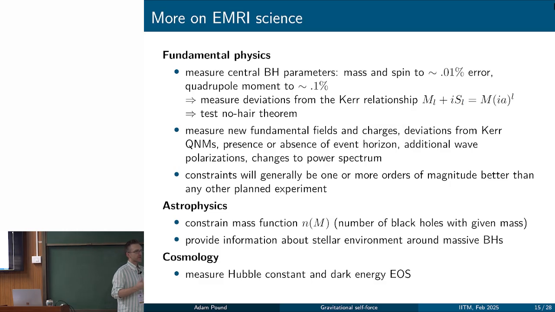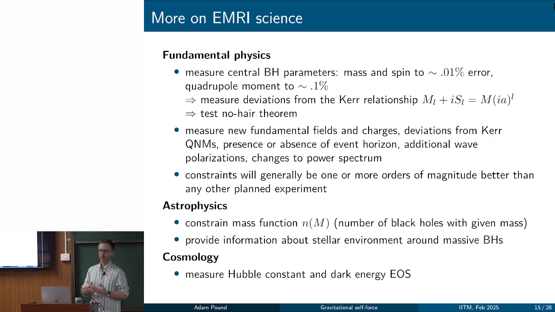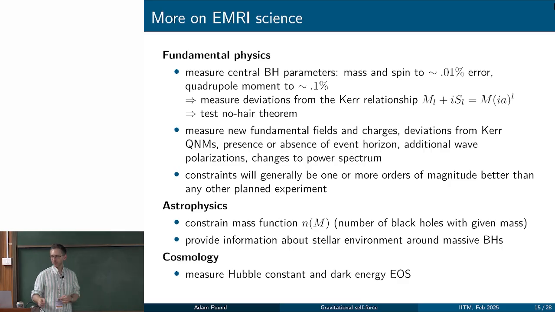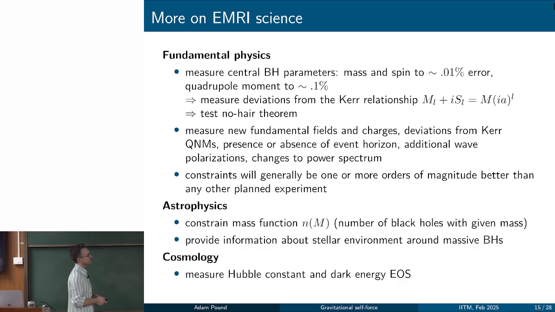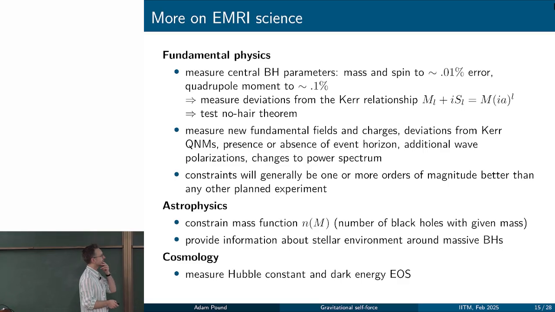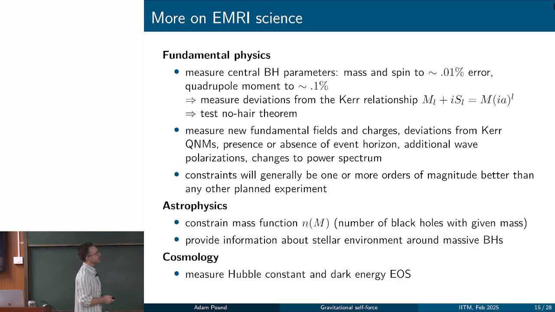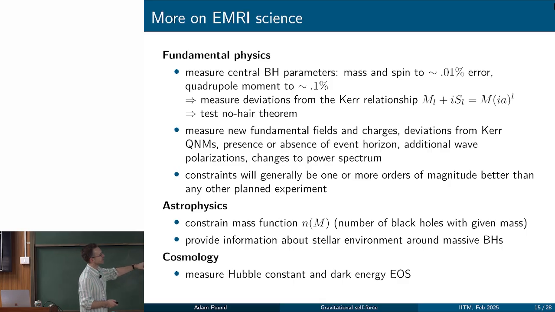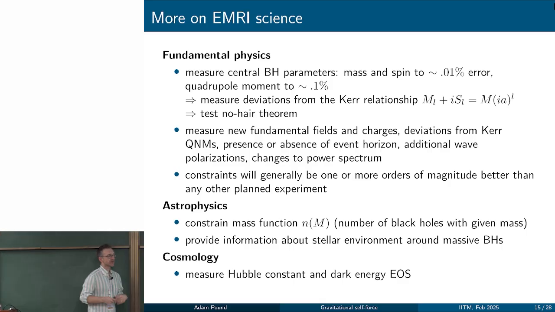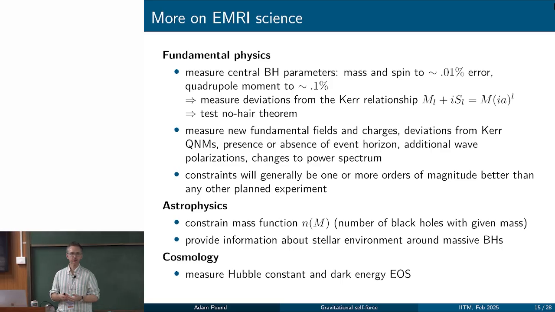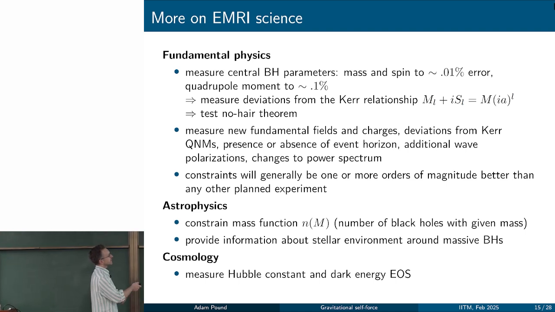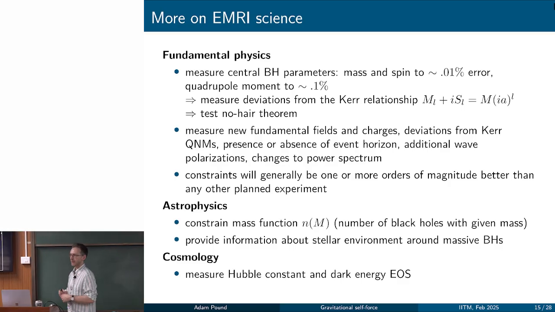Okay, so I said we were interested in these systems because you get so many observable cycles in the very, very strong field regime. But what do we hope to actually extract from all those cycles? This is something that I think has changed a bit since I started. It used to be that EMRIs were seen largely as a way of probing fundamental physics and some astrophysics, but not the kind of super precise astrophysics you might think you could get from such a signal. So fundamental physics, the main thing that has been focused on is measuring the central parameters with incredible precision.